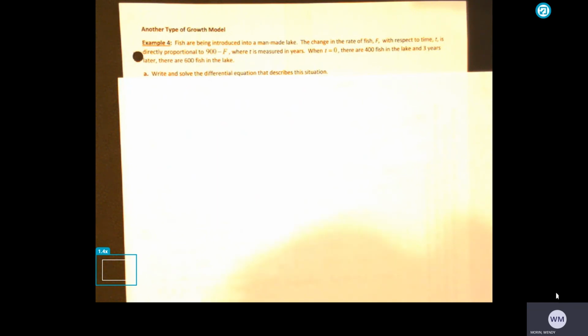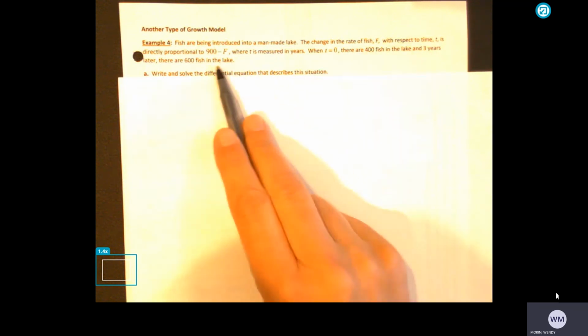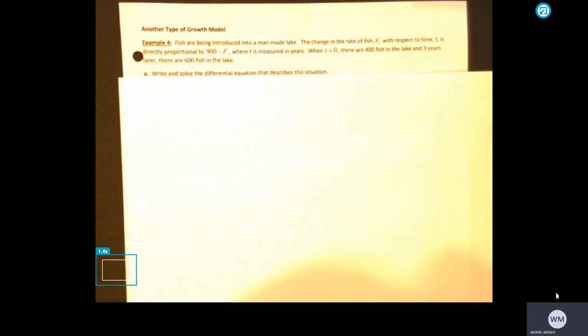So it says fish are being introduced into a man-made lake. The change in the rate of fish with respect to time is directly proportional to 900 minus f. And again, when you hear directly proportional, you should think of k times 900 minus f. And then they say, here's your given point, and here's your second point. So they're all pretty much the same.